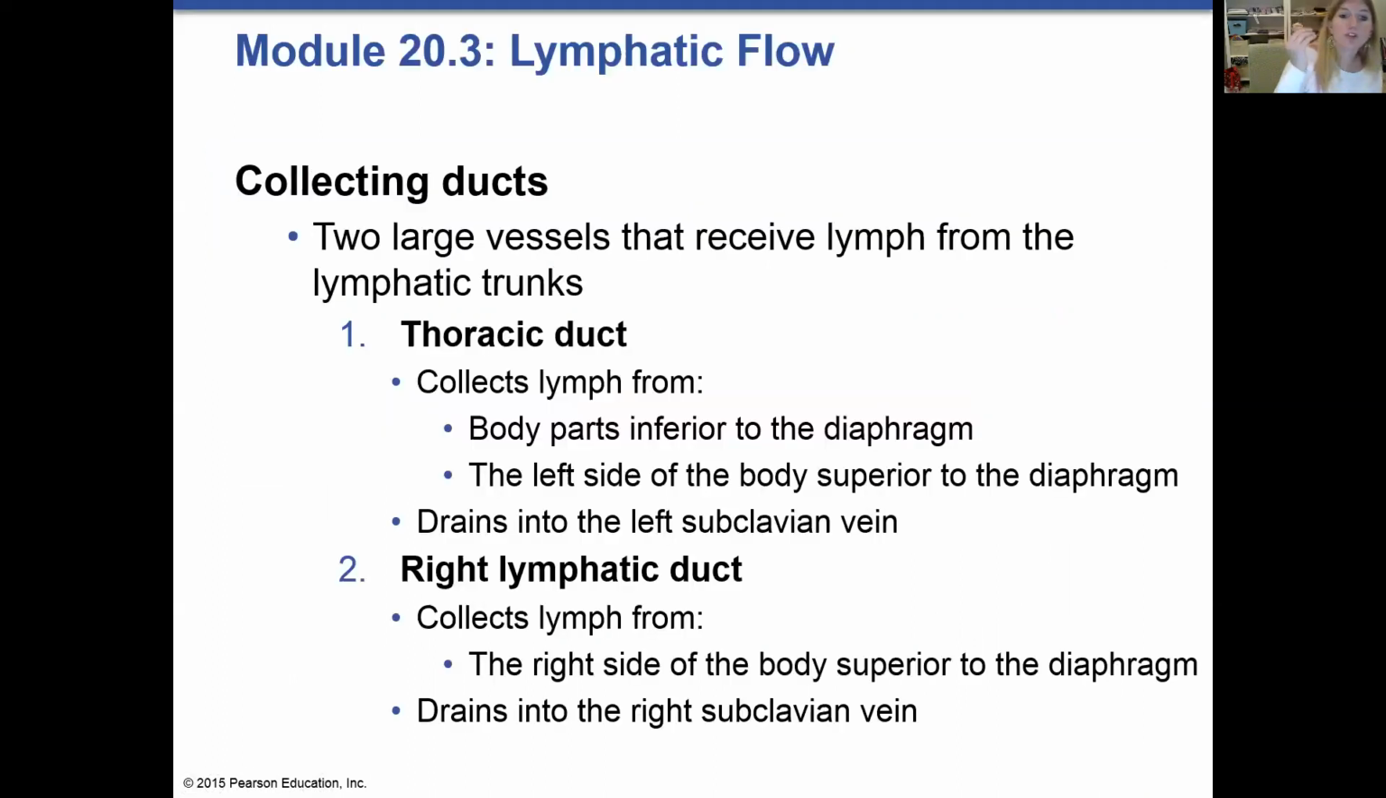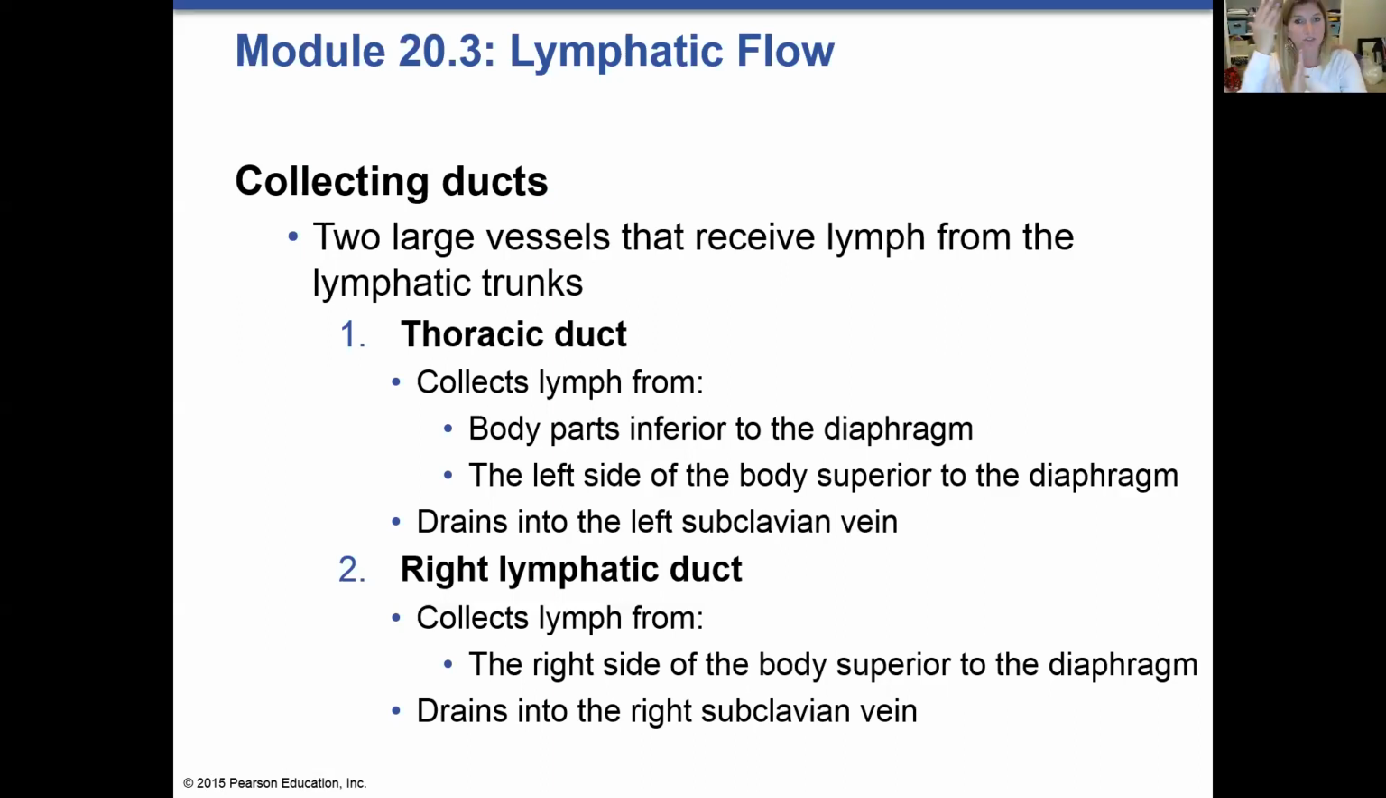Now, those trunks are going to collect into a duct, and there are two lymphatic ducts. So there are several lymphatic trunks, but there's only two lymphatic ducts. I know, it's weird, right? So the thoracic duct is collecting lymph from any body part that is inferior to the diaphragm, so basically all your abdominal viscera, reproductive system, legs, and the left side of the superior part of the diaphragm.